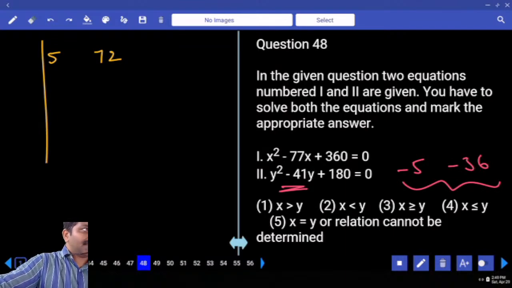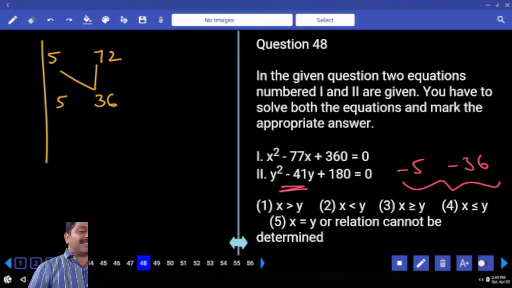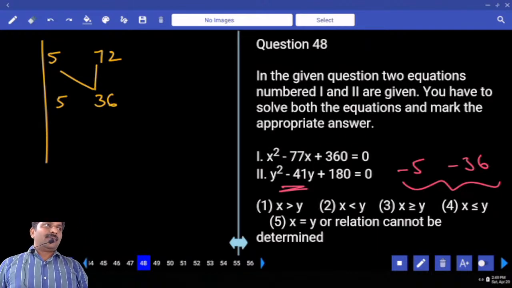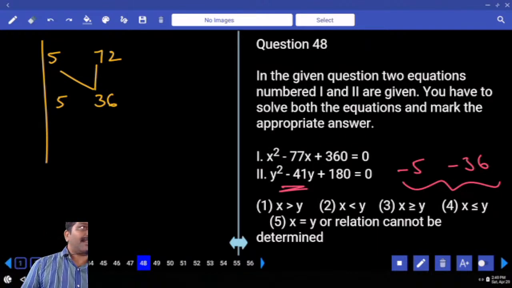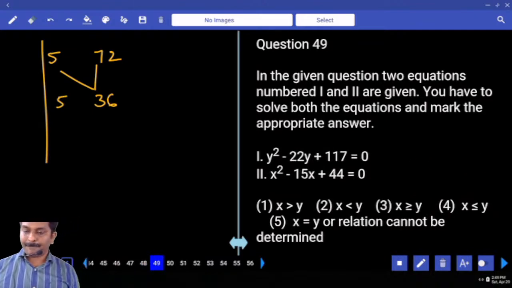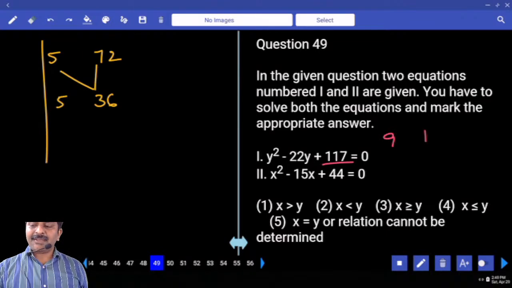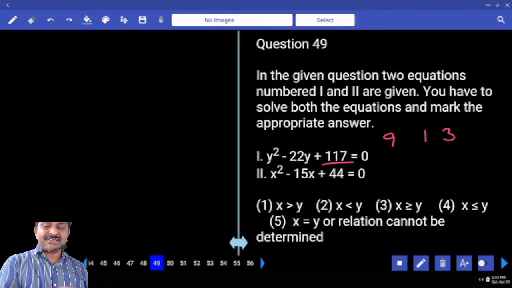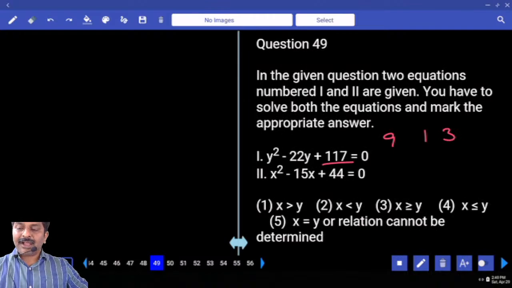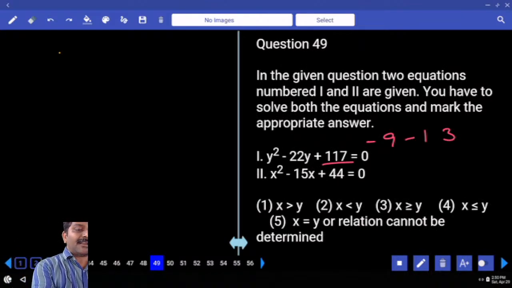Satisfied or not? Factors are 5 and 36. 36 lies in between these two numbers. No relation. Over. The 117. 9 multiple. 9 how many times? 13 times. Sum is minus 22. I'll take the combination minus 9 minus 13. Factors are plus 9 plus 13.